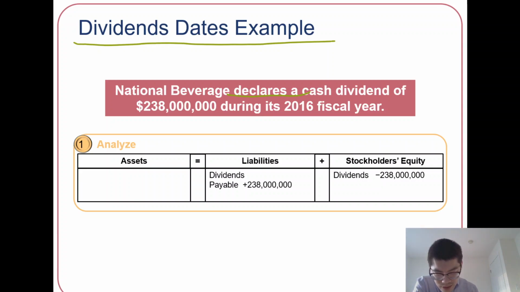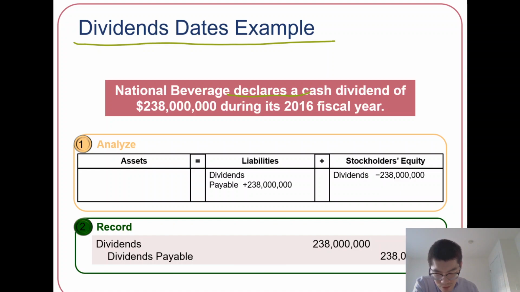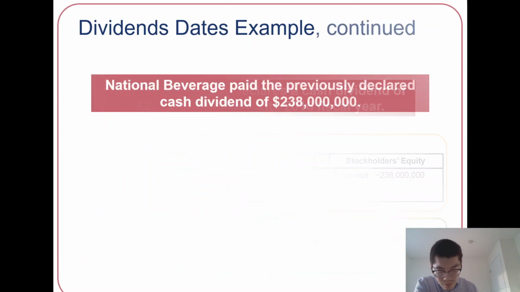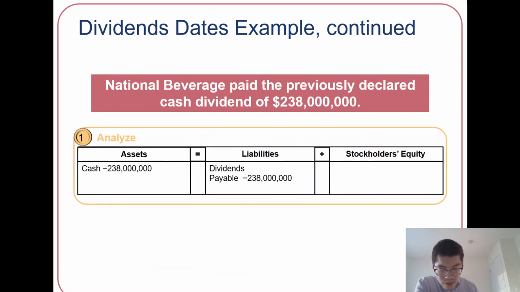On this date we record a debit to dividends. That means we are going to pay that much in dividends, right? But we're not paying that now. However, we are promising that we're going to pay you at a future date, and that creates our liability, which is dividends payable. So we debit dividends and credit dividends payable for whatever amount we declared the cash dividends for.